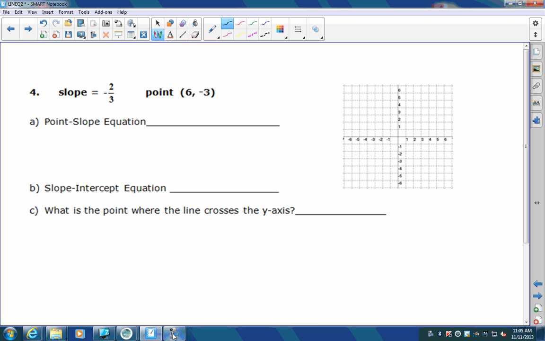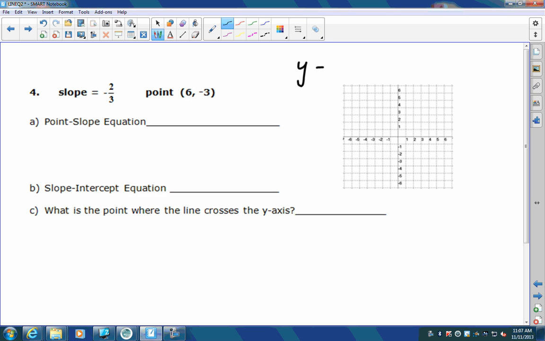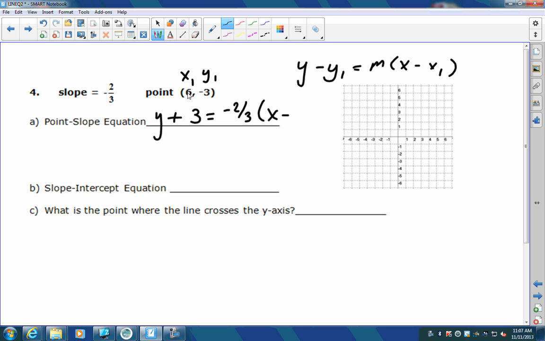Try number 4. So your equation, y minus y1 equals m times x minus x1. So my equation, y minus, now look, this is x1, y1. Minus, but see this is -3, so it changes it to +3. Equals -2/3 times x minus x1. x1 is just 6, so I'll just put that in there. That's what you should have gotten for the point slope form.